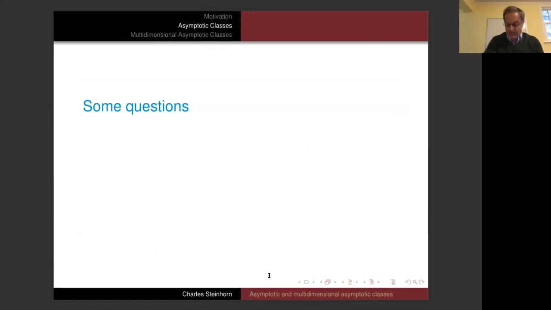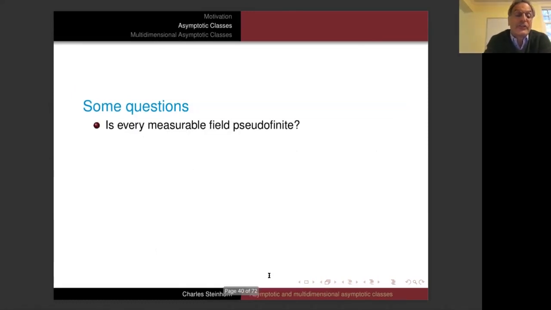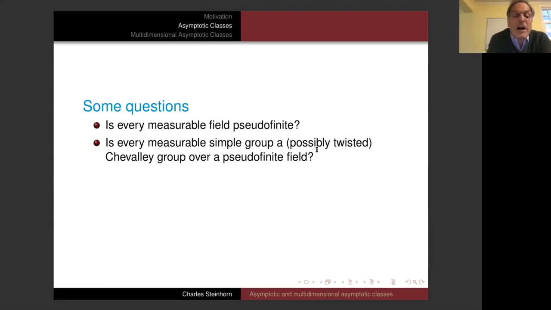And then I'll wrap up the conversation on asymptotic classes by asking some questions. First, is every measurable field pseudo-finite? The missing piece is whether or not measurable fields are pseudo-algebraically closed. This is the one condition that's missing, based on Ax's theorem characterizing pseudo-finite fields. So this would be very nice to prove. This has been out there for at least 10, 15 years, and we haven't been able to prove that nor see a counterexample. And if it's true, it would lead to asking the question, is every measurable simple group a possibly twisted Chevalley group over a pseudo-finite field?